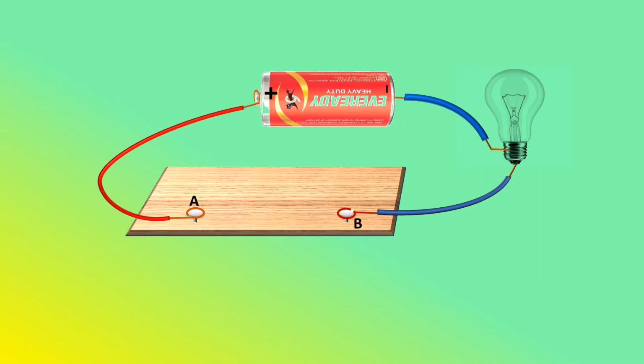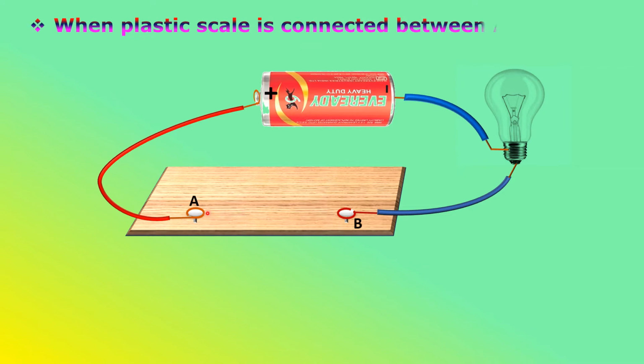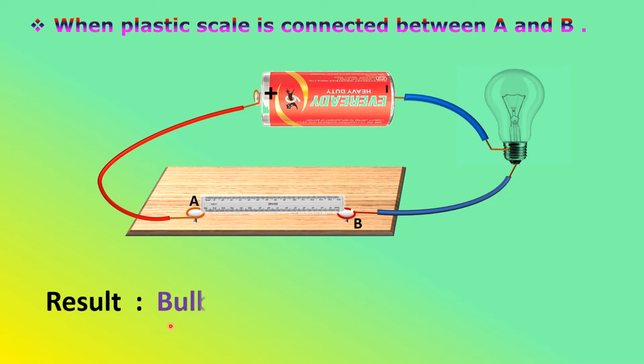Now I will connect the plastic scale I have taken, between A and B. See here, I am connecting like this. This time also the bulb is not glowing. When the plastic scale is connected, the bulb is not glowing. That means the circuit is closed here, but the bulb is not glowing. So the result is the bulb does not glow.